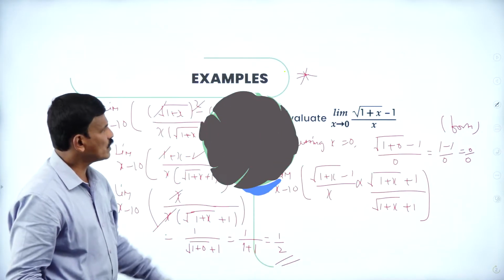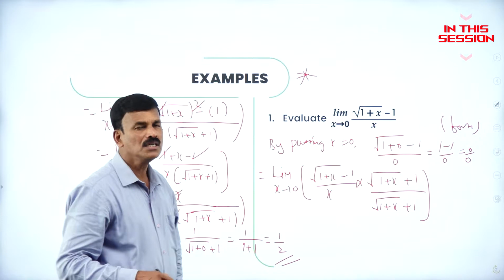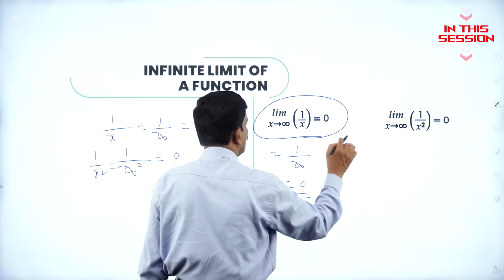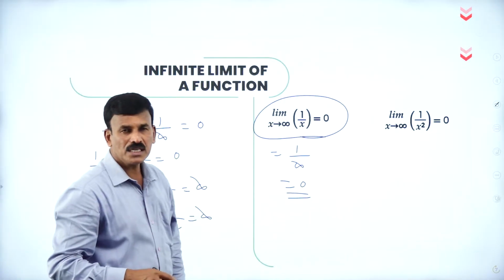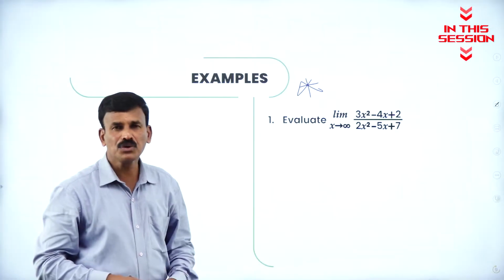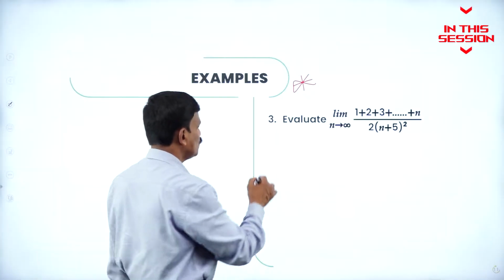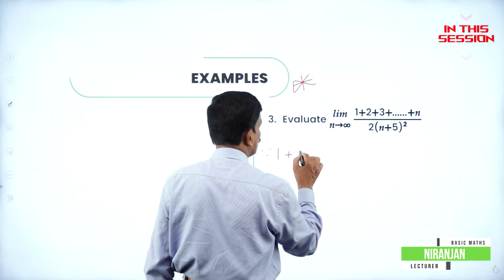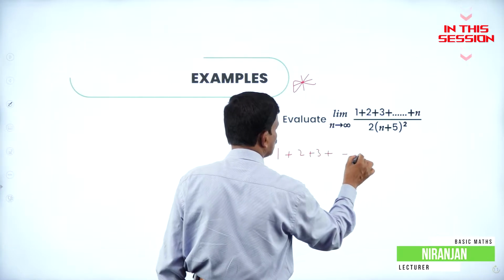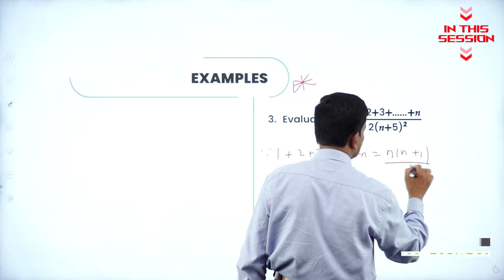So whenever a problem connecting root of 1 plus x or root of 1 minus x like that are given, we have to rationalize, that's it. The value of limit when x tends to infinity of 1 by x is always equal to 0. Divide both numerator and denominator by highest degree term. Now we know that since 1 plus 2 plus 3 sum of n terms is always equal to n into n plus 1 divided by 2.